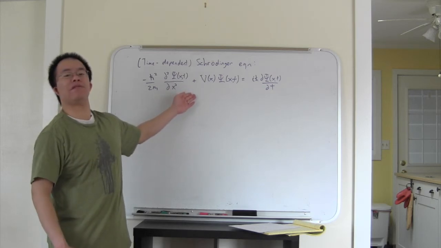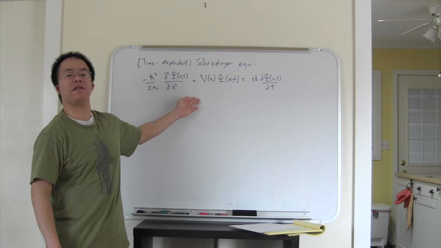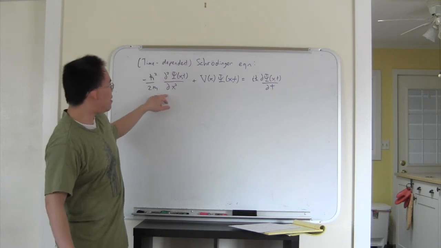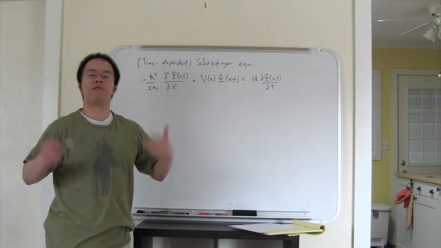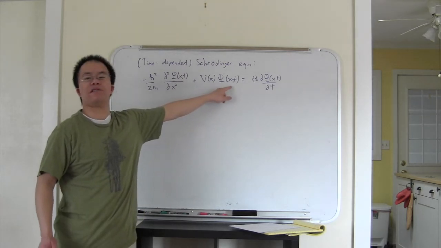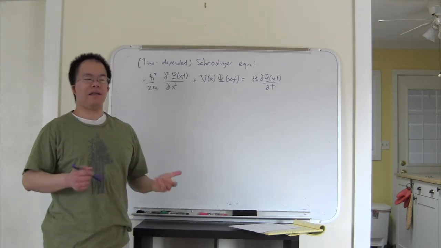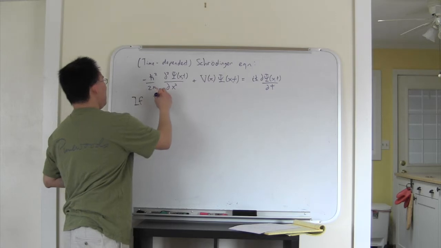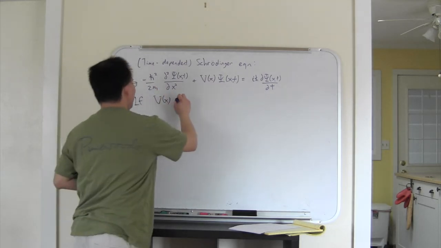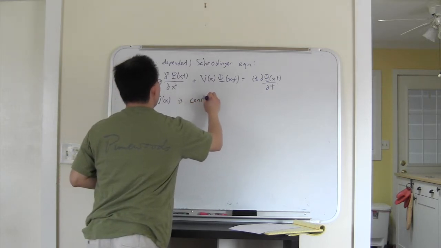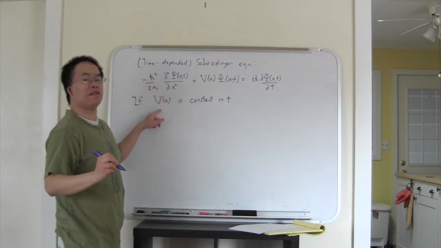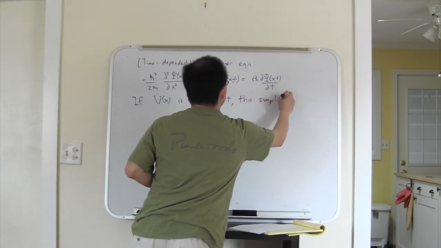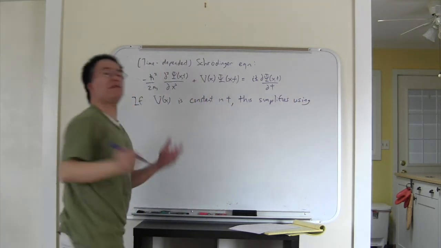So what I've written for you here is the full time-dependent Schrodinger equation that we've been thinking about so far. It talks about both the spatial and the time variation of the full time-dependent wave function, capital psi of x and t. There's an important case that I want us to look at now: if our potential energy is constant in time, so there's no time dependence in the potential energy, this simplifies using what's called separation of variables.